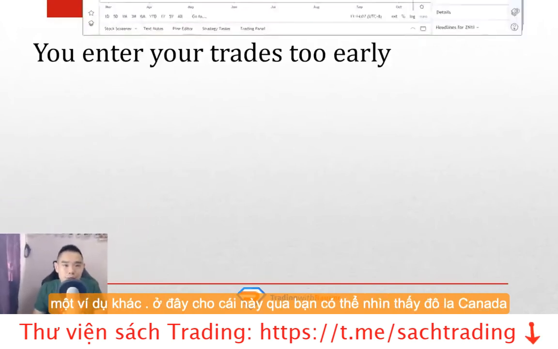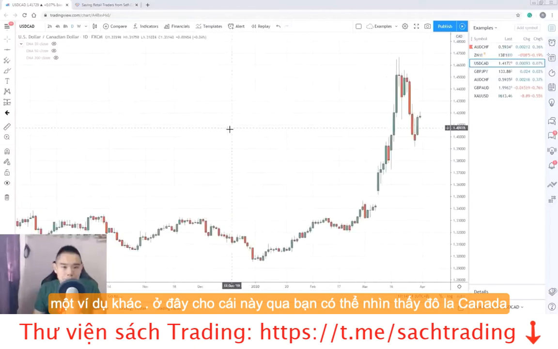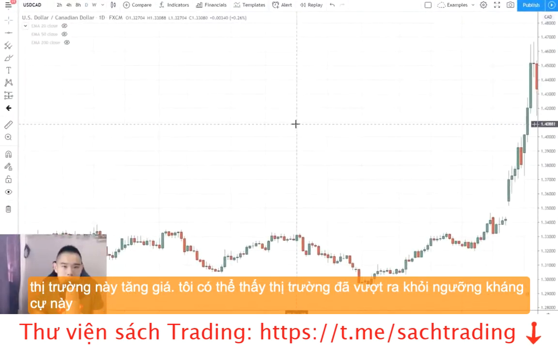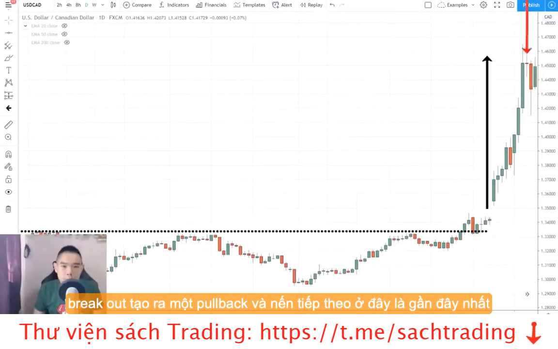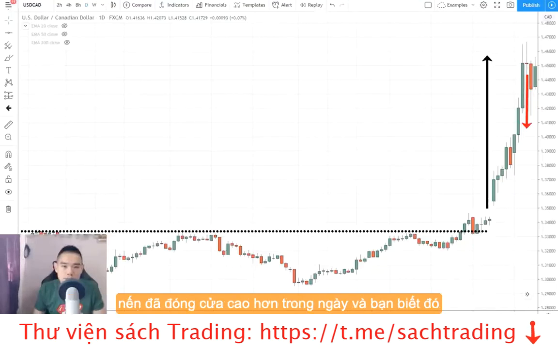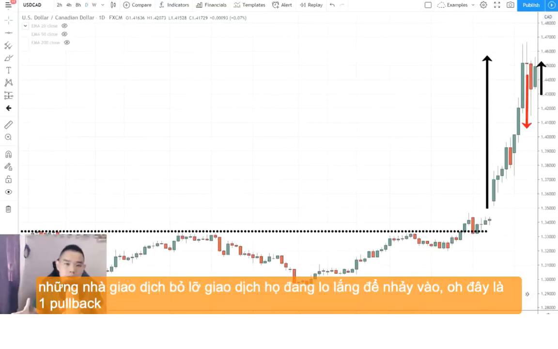So let me give you another example. For this one over here, you can see dollar Canadian. Look how bullish this market is. You can see that the market broke out of this resistance, breaks out, makes a pullback, and on the next candle over here, the most recent candle, the market has closed higher for the day. And at this point, traders who missed the trade are anxious to get it.